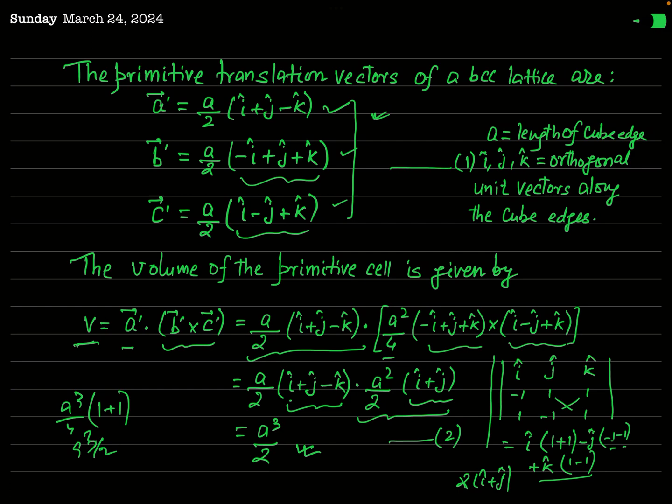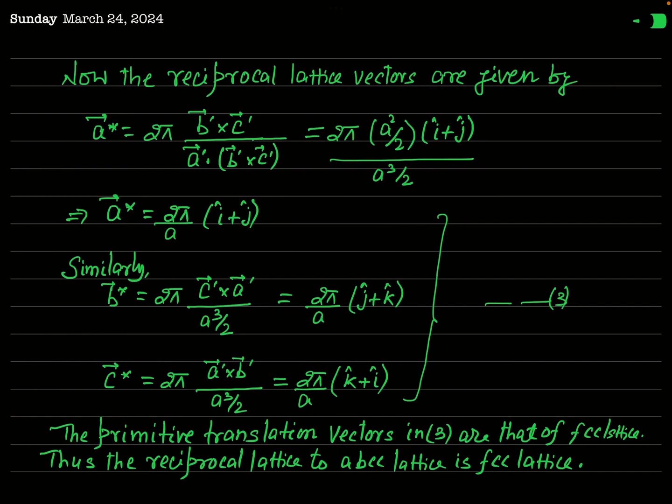You can see the difference. The volume of the unit cell of simple cubic lattice was a cube, but the volume of the unit cell of a body-centered cubic lattice is equal to a cube divided by 2. Okay. Now, after getting the value of the volume of unit cell, by using the definition of the reciprocal lattice vector, you can easily find the reciprocal lattice translation vectors of this BCC lattice.